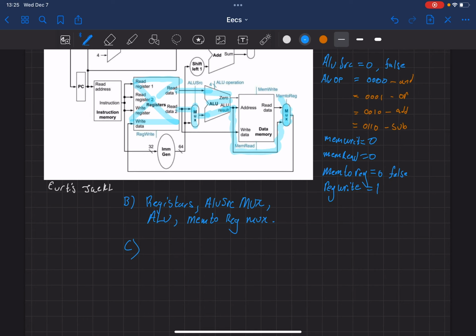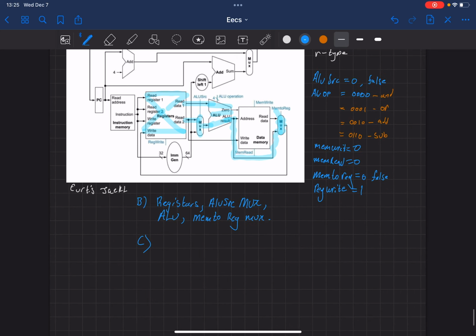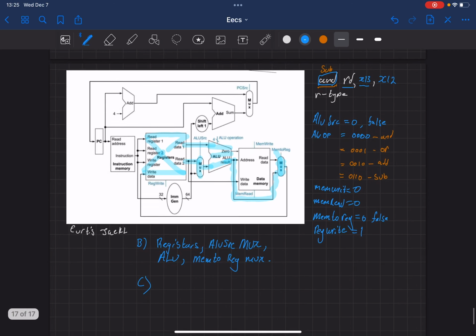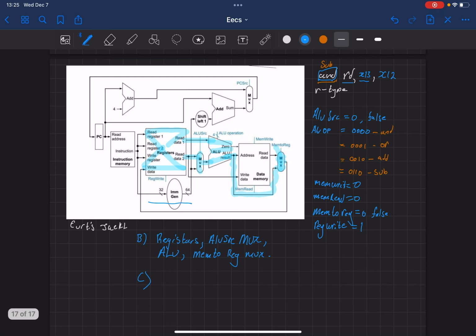And question C is, which resources produced no output for this instruction? Which resources produce output that is not used? Okay, so keep in mind that everything is, for example, when we get our instruction from, I should use a different color.